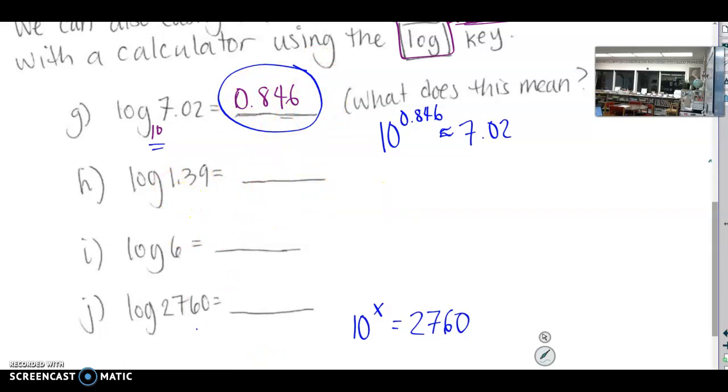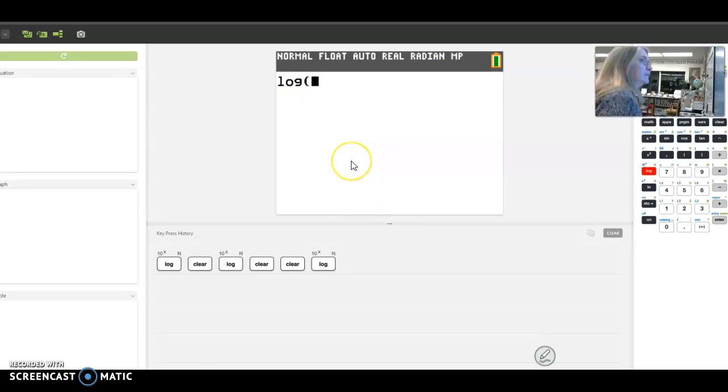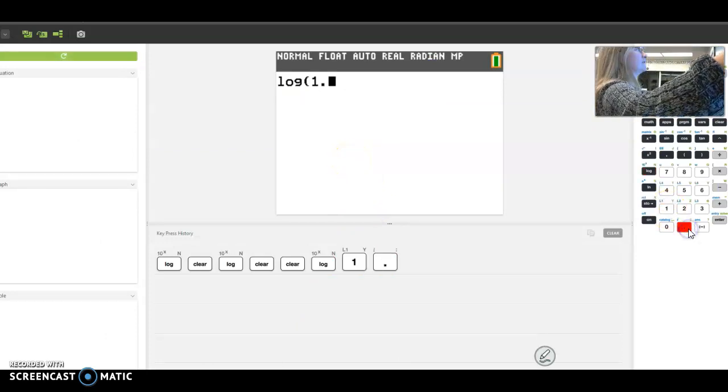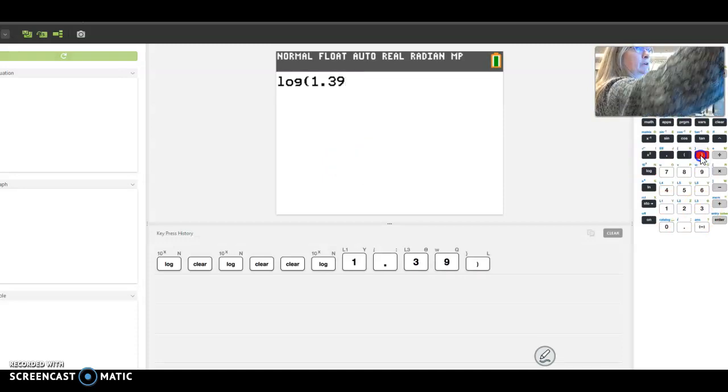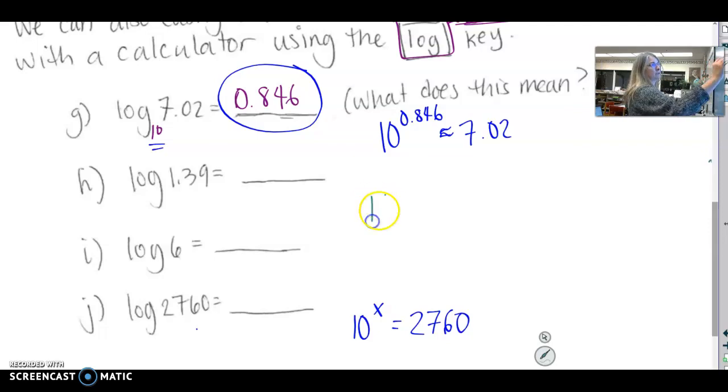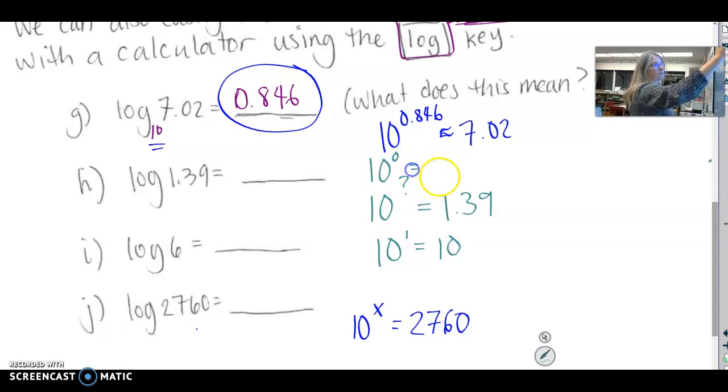All right, so if we punch in log of 1.39, and all calculators should have this feature if they are scientific. I already have the log there, 1.39. What this is going to tell me is 10 to what power is equal to 1.39. And if you think about it, 10 to the first is 10, so that's too big. 10 to the 0, anything to the 0 is always 1. That's too small. So it's going to be a decimal, but it's going to be a positive value, probably closer to 0 because 1.39 is a lot closer to 1 than it is to 10.